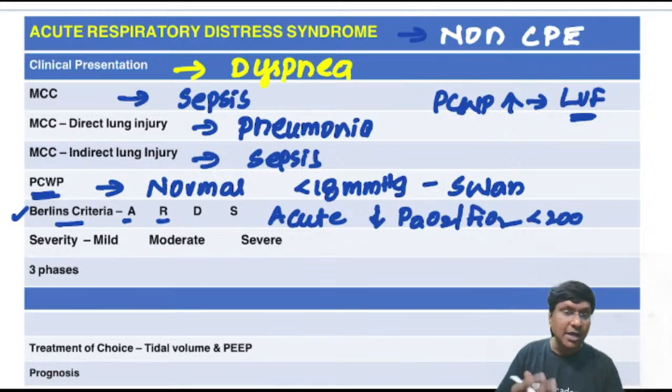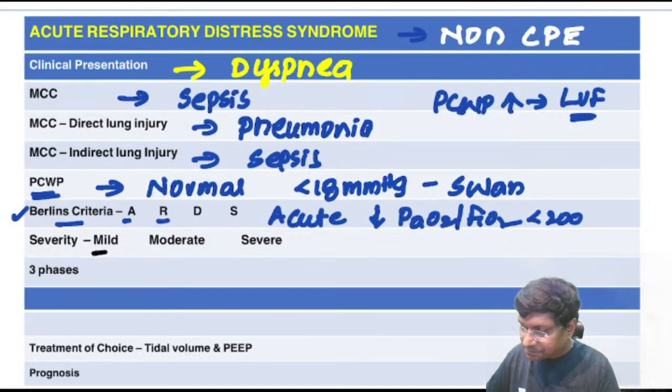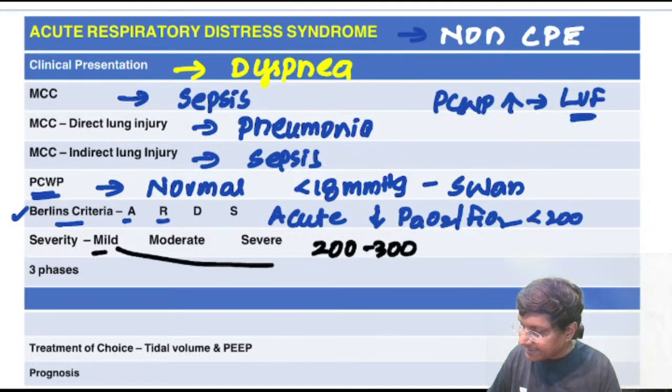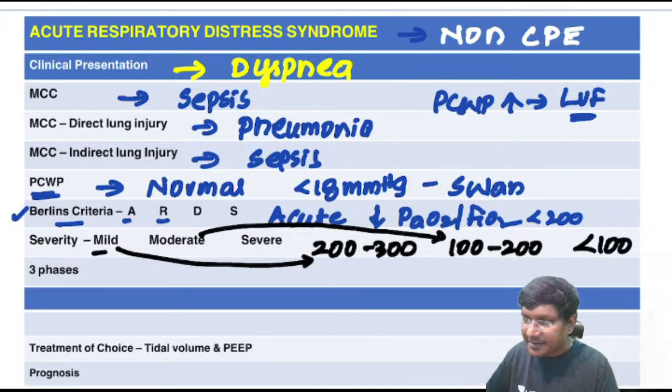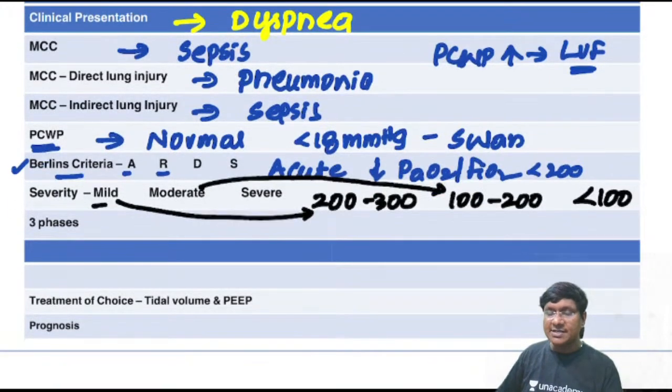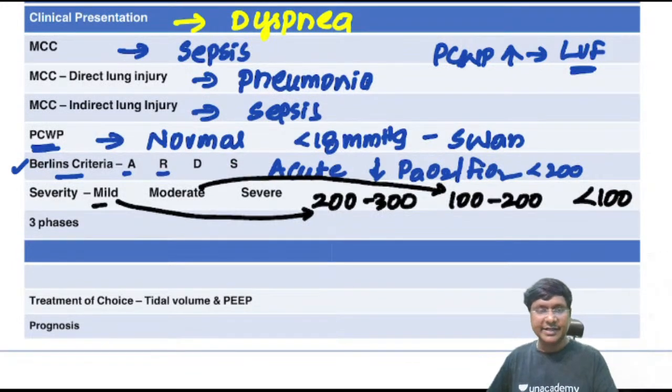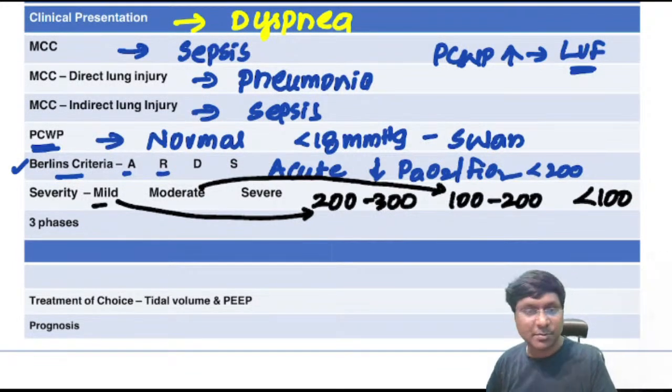Then how will you assess the severity of the ARDS? The assessment of the severity of ARDS is mainly by your PaO2 by FiO2 value. If PaO2 by FiO2 is 200 to 300, that will be mild. If the value is between 100 to 200, that will be moderate. And if the value is less than 100, then it is considered to be the severe form of ARDS.